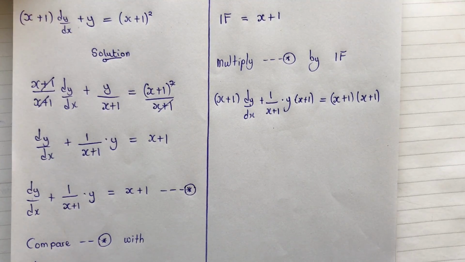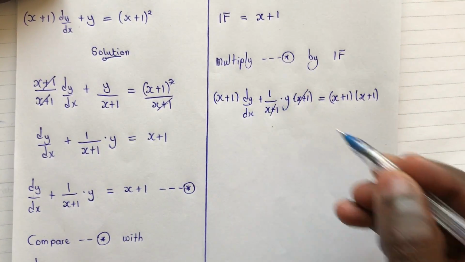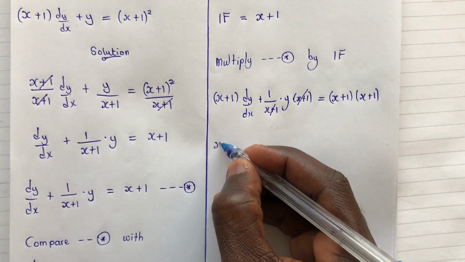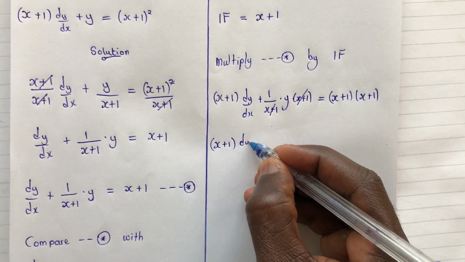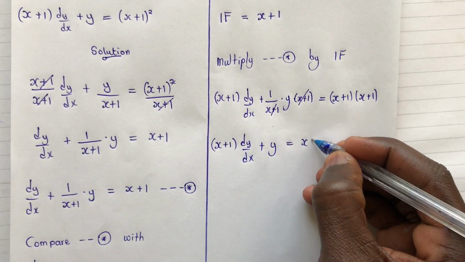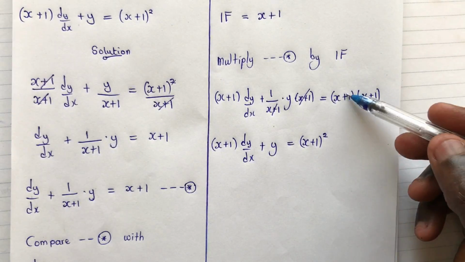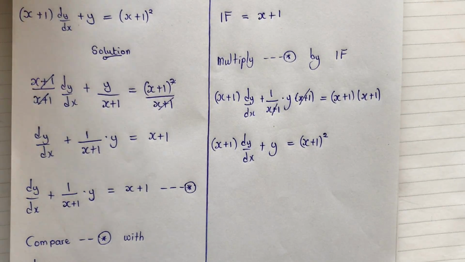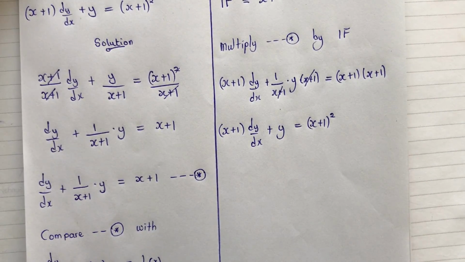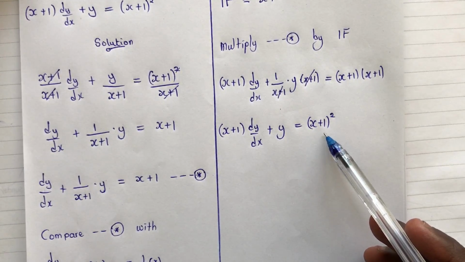Now when we get here, it's very simple for us. This one can now take care of this. And we are having x plus 1 dy dx plus y equal to x plus 1 all squared. So now this time this will give us what? x plus 1 all squared. So in our next step, all you need to do is take the derivative on the left hand side and equate it to the right hand side.